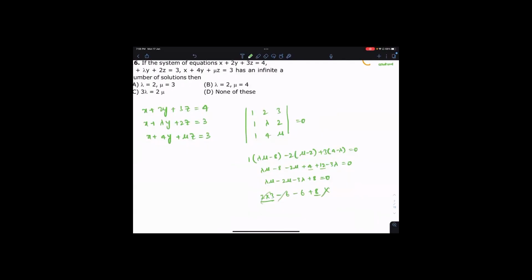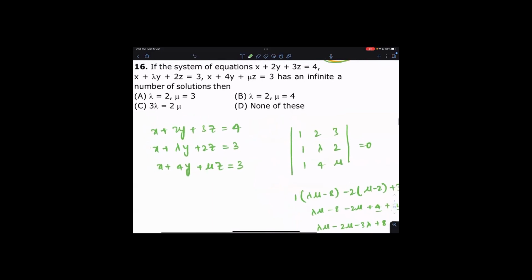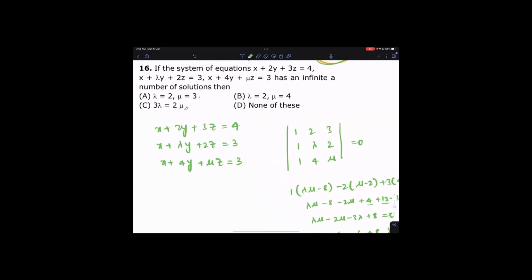Lambda 2, mu 4. Put lambda 2. 2 into 4 minus 3 into 2 plus 8. I think this also is not getting cancelled. So mu 3, lambda 2, already we have substituted now. So this also is not getting satisfied.